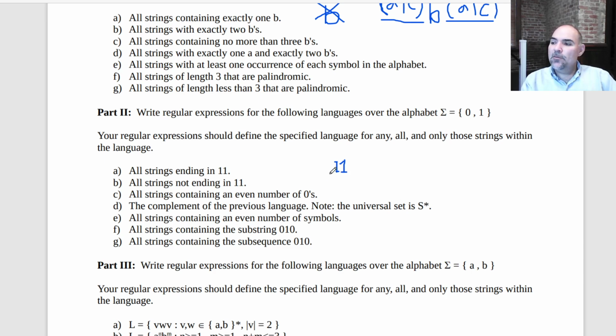Now, the question is, what can come before that 1, 1? And the answer to that is, well, it doesn't say. It just says it has to end in 1, 1, so that ends in 1, 1. But what can come before it? Anything that's in this alphabet.